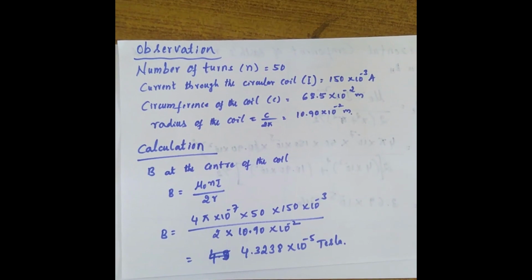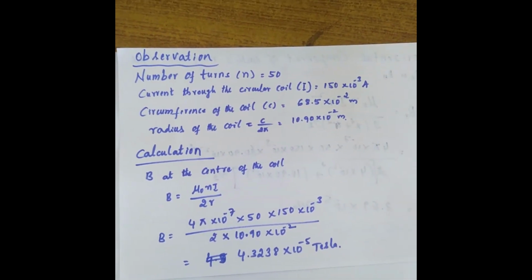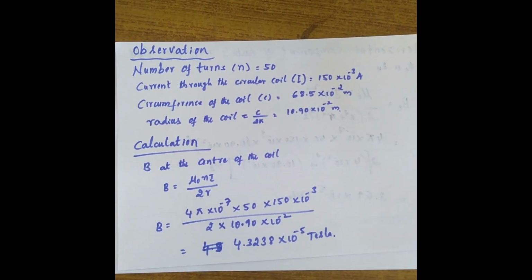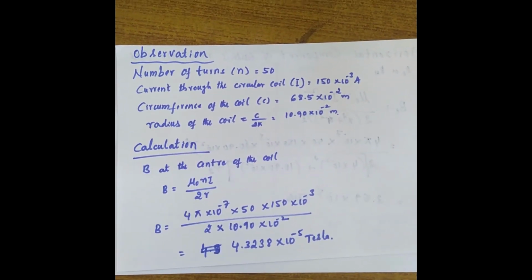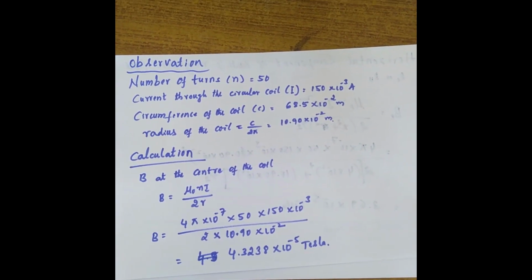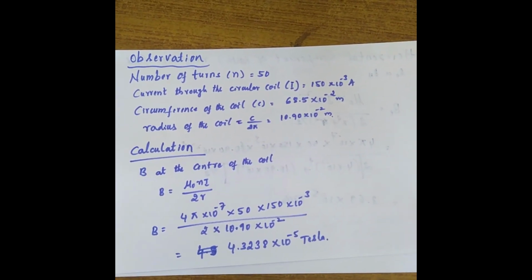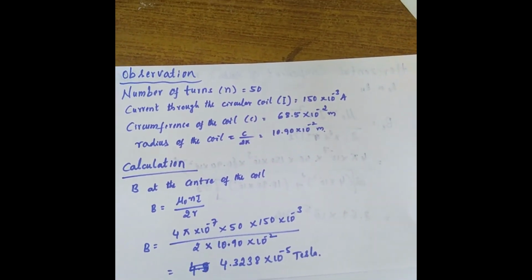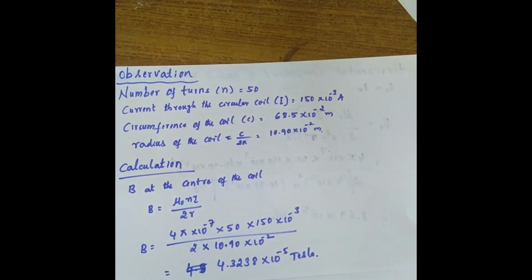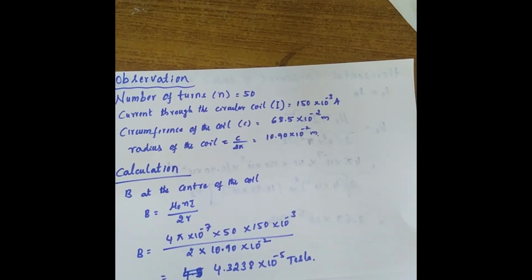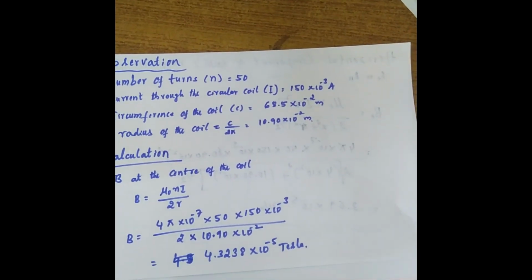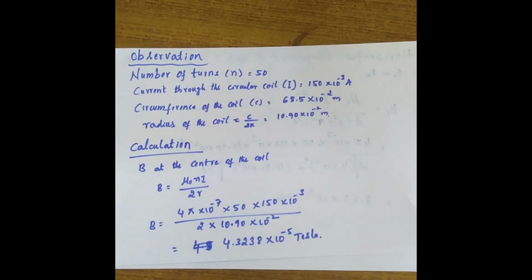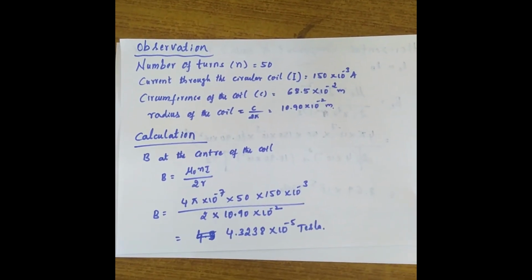The observation part: here we have considered number of turns, that is n is equal to 50 turns, current through the circular coil I is equal to 150 milliamp. Circumference of the coil can be measured by knowing the diameter of the circular coil. Then we can find out the radius of the circular coil, that is c by 2 pi. So that is given by 10.90 into 10 power of minus 2 meter. The circumference of the coil is 68.5 into 10 power of minus 2 meter.